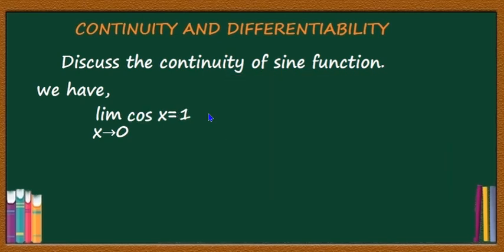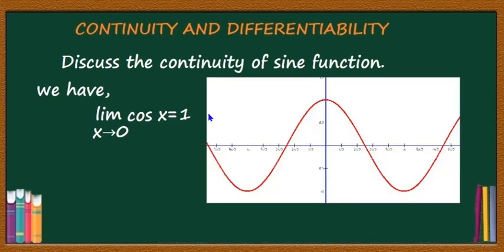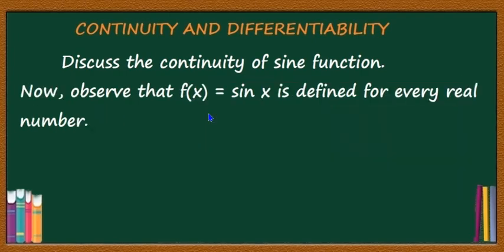Similarly, limit x extends to 0 of cos x is equal to 1. See this graph. The graph of the cos function is like this. As x approaches 0 from the right side of 0, cos x approaches 1. And similarly, as x approaches 0 from the left side, cos x approaches 1. Here limit x extends to 0 of cos x is equal to 1, and we will use these two results for verifying the continuity of the function at x equal to c.